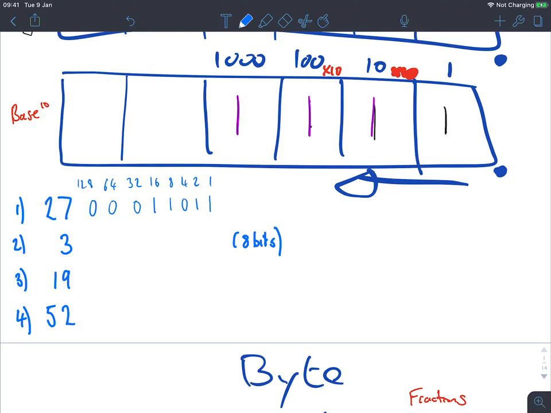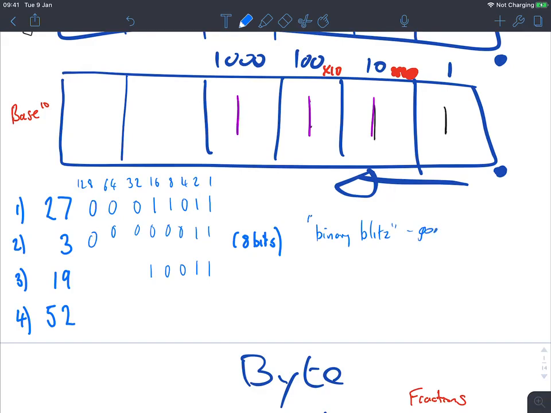Then we move on to 3. Obviously it's going to be 0, 0, 0, 0, 0, so it's going to be a 2 and a 1, and then we can just pad the zeros. 19, what's the biggest that goes in? 32 is too big, so we're coming to 16. Then we're left with just 3, so it's a 0, 0, a 2 and a 1 that make 19. So obviously we're just making up the numbers. A good way to practice this is binary blitz.